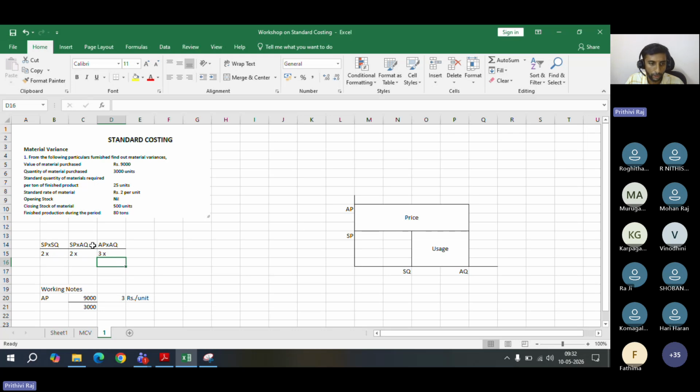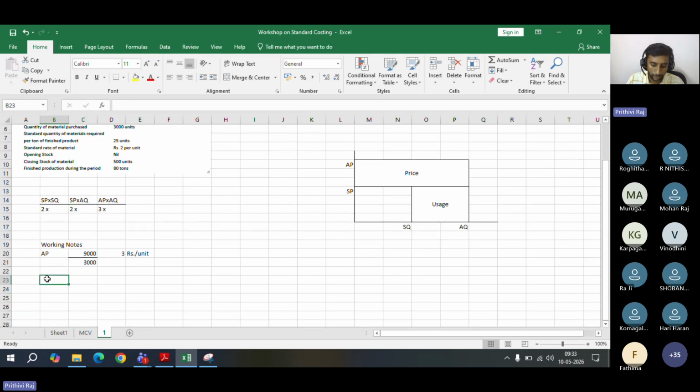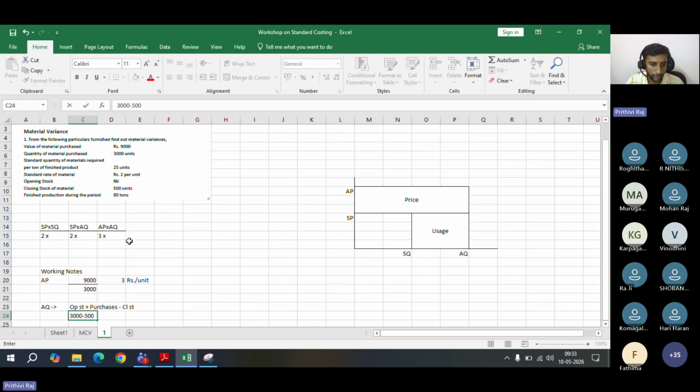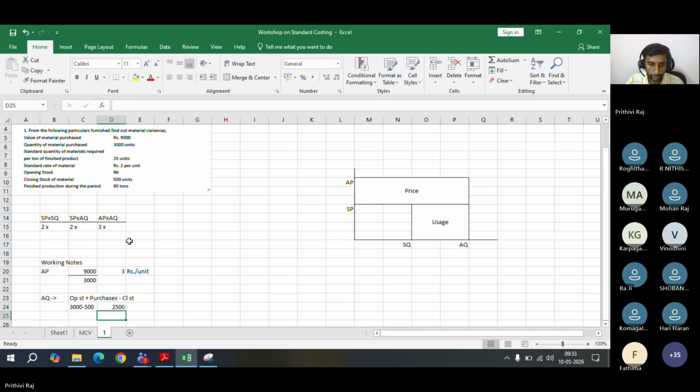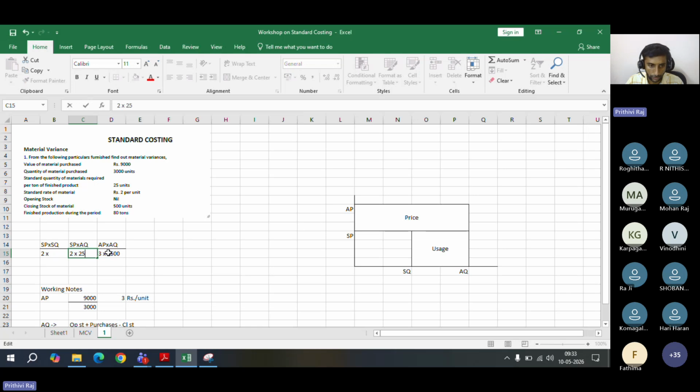Now what is my AQ? You have to fill AQ and SQ; SQ calculation I will keep for last. What is my actual quantity consumed? The quantity purchased is 3,000, but AQ is not the purchase quantity, it is my consumption quantity. We follow consumption accounting, so we take consumption. The formula is opening stock plus purchases minus closing stock. Opening stock is nil, purchases are 3,000, closing stock is 500, so AQ is 2,500. If closing stock is not given, we take the purchase quantity itself as the consumed quantity. Here closing stock is given, so I subtracted it. Then the last one, SQ.